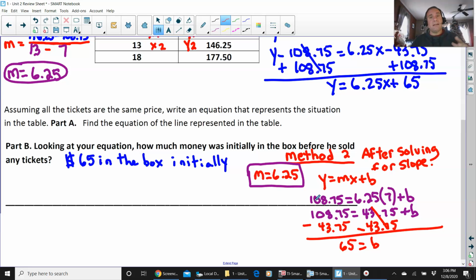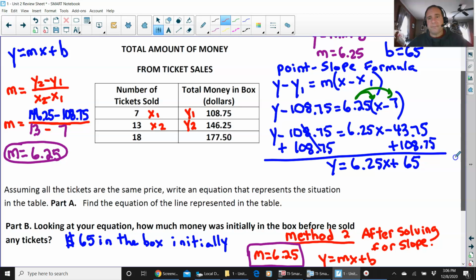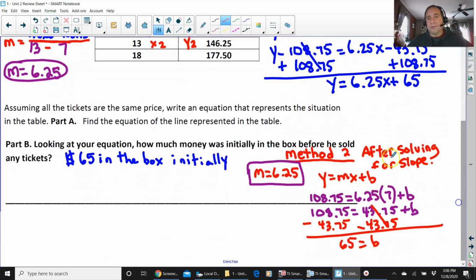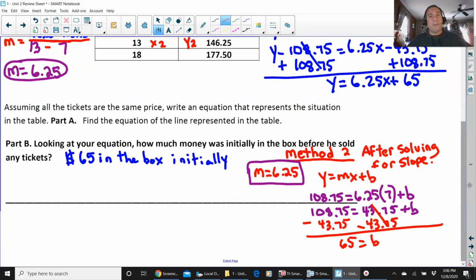If you understand that and you need the y-intercept, you could either use the point slope formula, which is up here, or you could use method 2, which is just that y equals mx plus b that you already know. All right, substitute a y and an x from the table and the slope that you just figured out, and then solve for b, and you'll get your y-intercept. And this y-intercept is what is initially in the box. All right, so that's what was initially inside that box, and that's it.